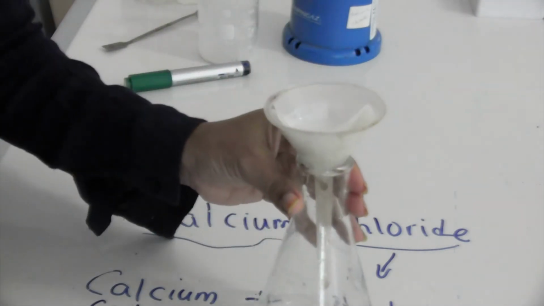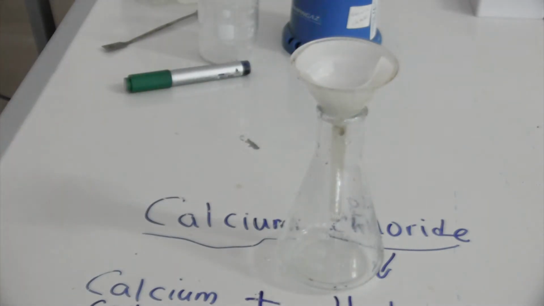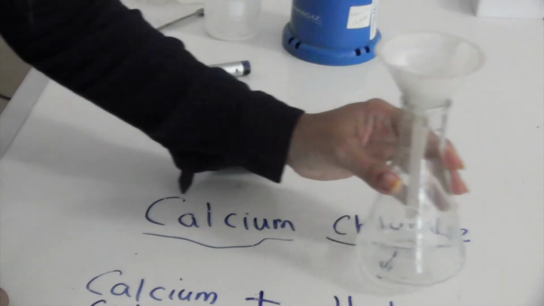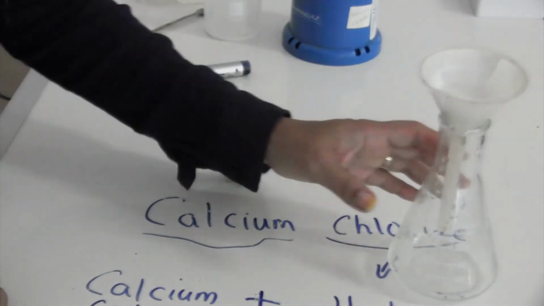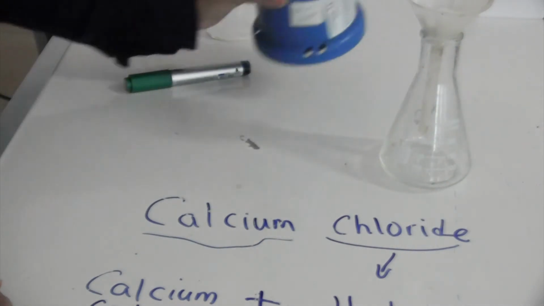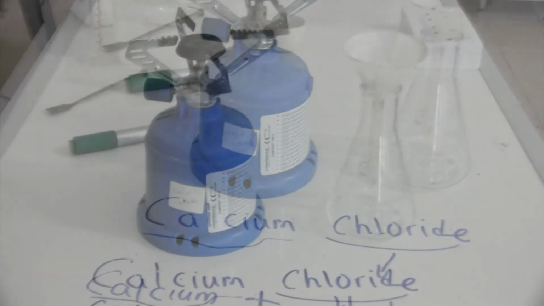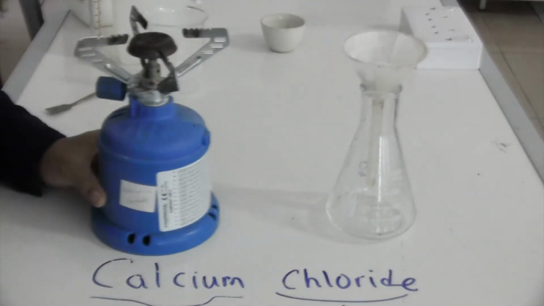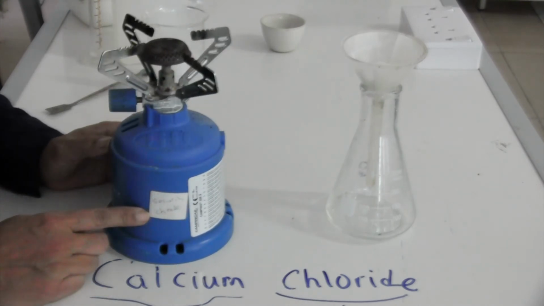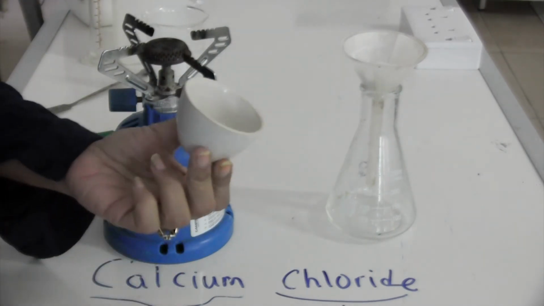So I'm waiting for it. In the meantime, I'm going to look for my setup. Let me put it here, easier. My setup would be to use a Bunsen burner, but I don't have a Bunsen burner, so I'm going to use this. It acts exactly as a Bunsen burner, but the most important thing is to have this.